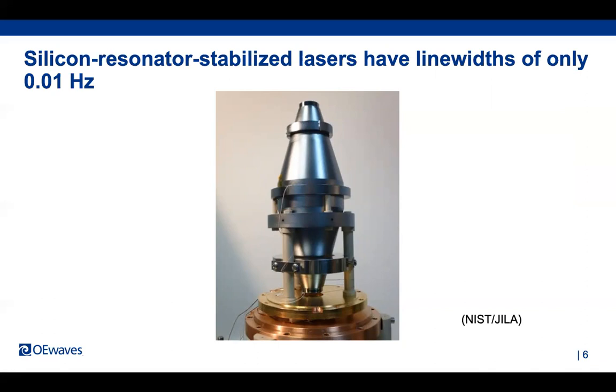This is an example of a cavity which is really a piece of art made out of silicon, and it was designed very carefully to be suspended very carefully and put in vacuum so that it can operate and yield such low noise as 10 millihertz with a semiconductor laser. And that's really a record and very impressive.